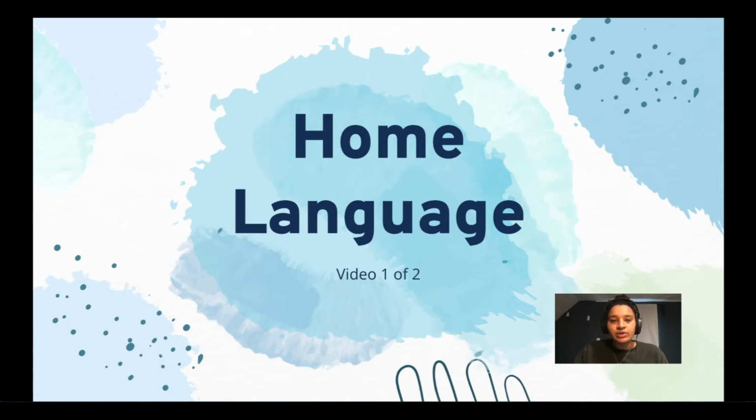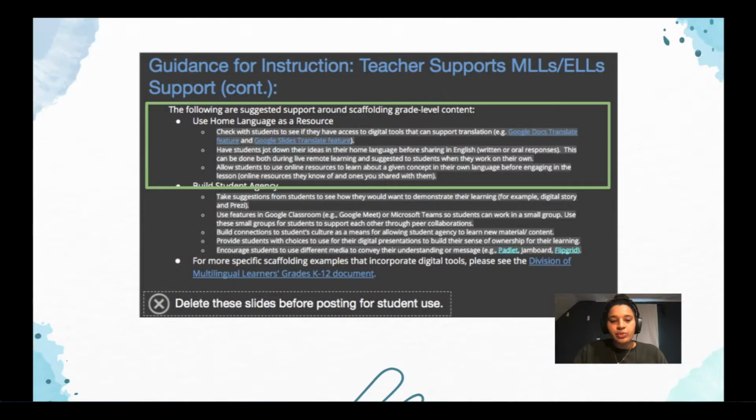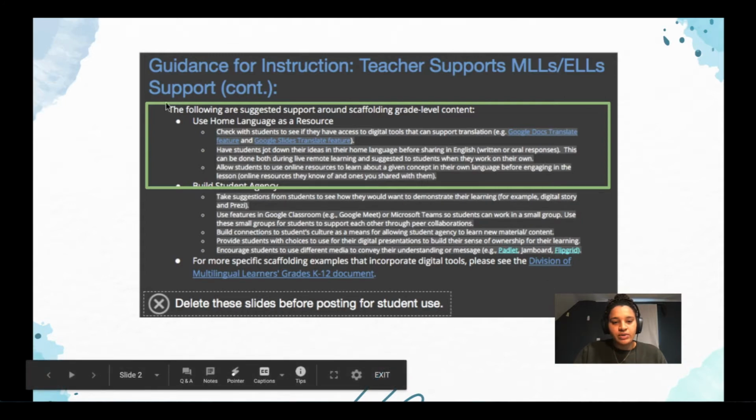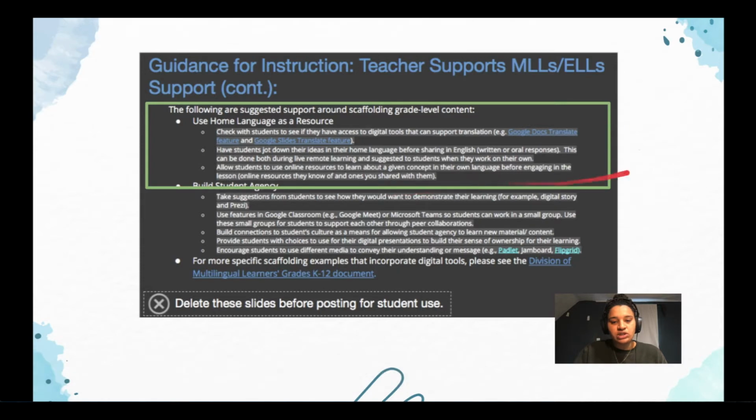The lessons that I will address are the lessons for March 8th through March 12th. So when you're thinking about using the lessons provided by the Division of Multilingual Learners, you can look to slide 8. That gives you some tips on how to support your multilingual learners or your ELL students. So specifically, we're going to be looking at use of home language as a resource.